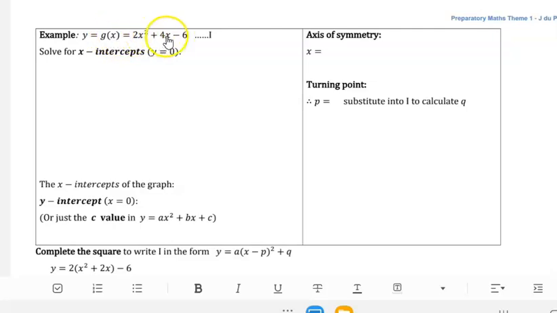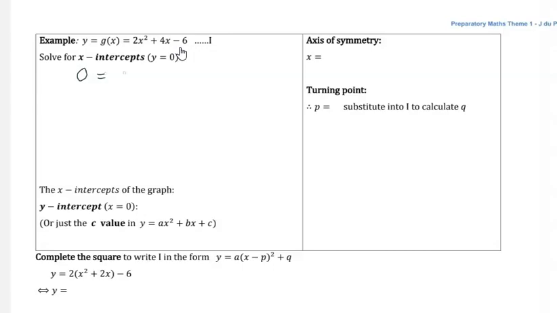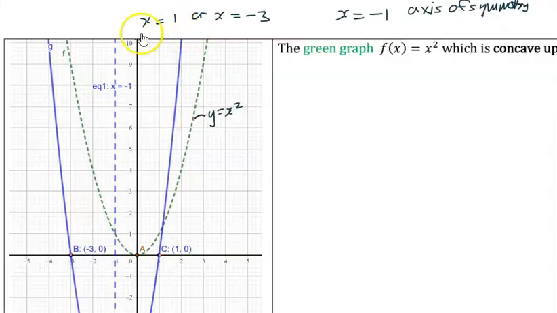First of all, we want the x-intercepts. Just as for straight lines and for any other graph, when we want the x-intercepts, we make y 0. So in this case, we will have 0 equal to 2x squared plus 4x minus 6. I've just written the x-intercepts there, and this is my axis of symmetry. And you will notice that the green graph here is my mother graph, y equal to x squared.